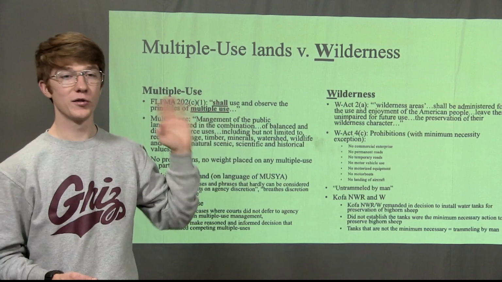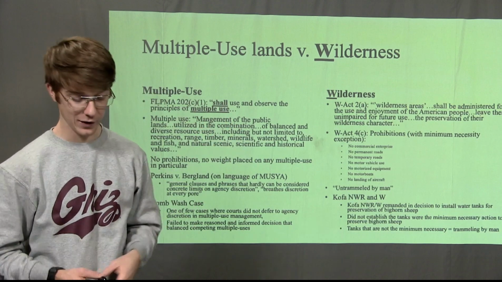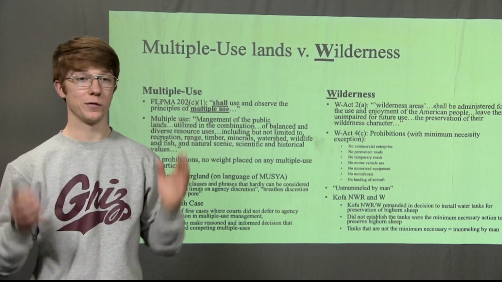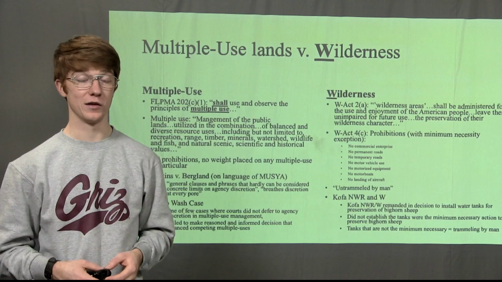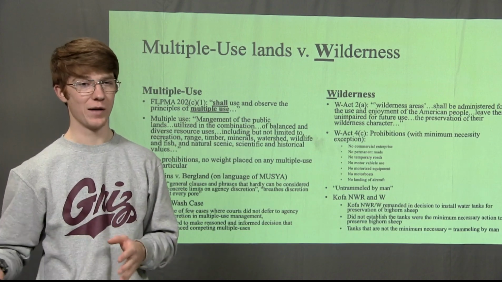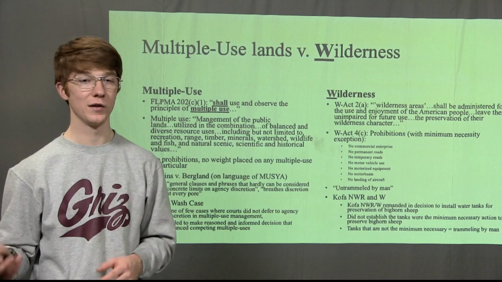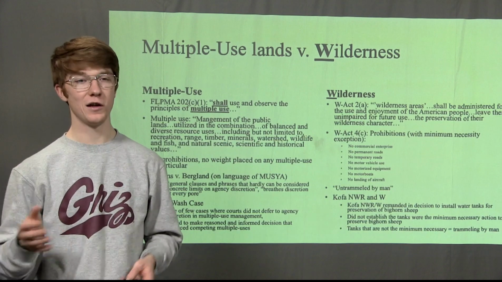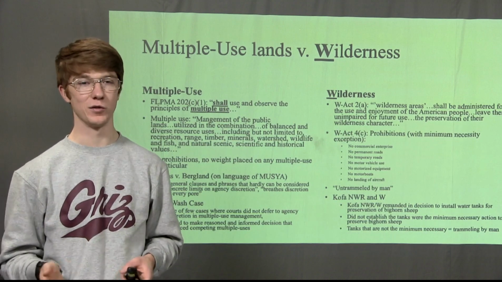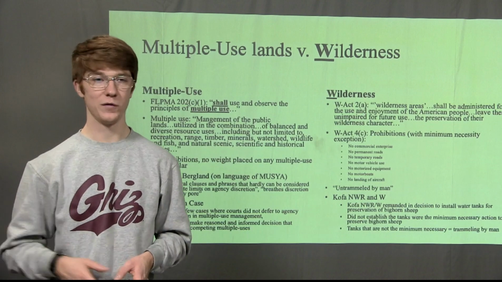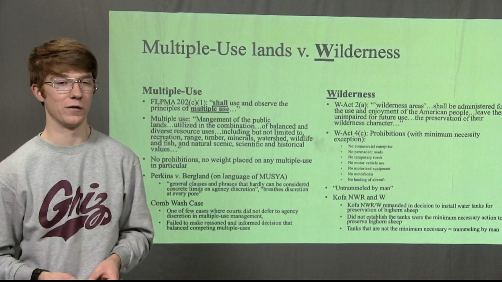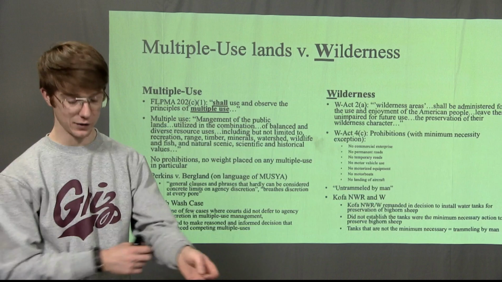So broadly, multiple use is very discretionary. There are not a lot of limits on the discretion of the agency, as long as they show reasoned, informed, balanced decision making of the multiple uses on that land. They're pretty free to manage for whatever multiple use they find.